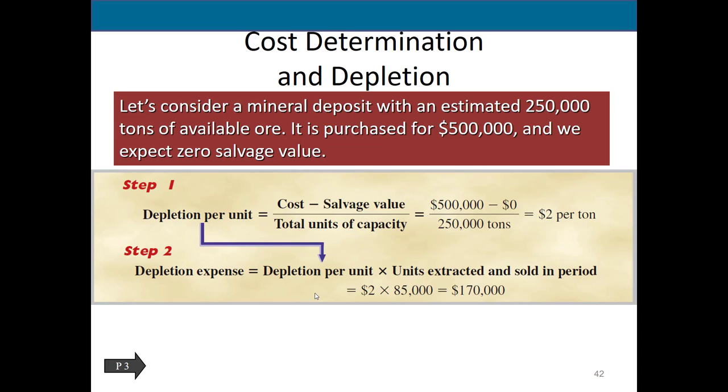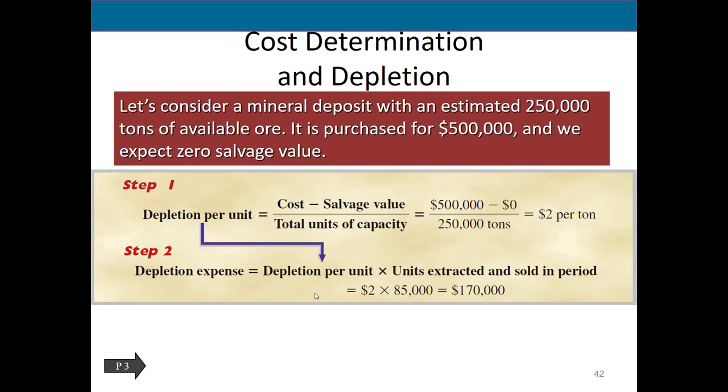The first thing we have to do is figure out depletion per unit. Well, we kind of know how to do this. Cost minus salvage value over now the total units of capacity. If this were units of production, it would have been expected production. It's kind of the same thing. We take the 500,000 divided by 250,000 tons, and it tells us that our depletion per unit is $2 per ton. Well, it's just what we paid, right? If we estimate there's 250,000 tons in the ground, and we bought it for $500,000, we paid $2 per ton. I mean, that's what that is.